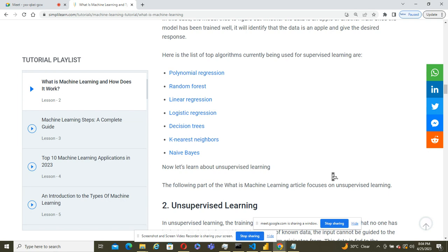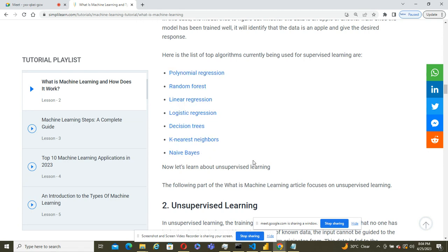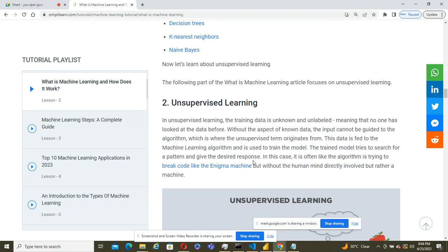Now, here are some of the algorithms we'll be looking at, but not today. So we have polynomial regression, random forest, linear regression, logistic regression, decision trees, one of my favorites, k nearest neighbors, and naive Bayes. Today we are not going to tackle the algorithms as it is a whole topic on its own. We are moving on to the next type of machine learning.